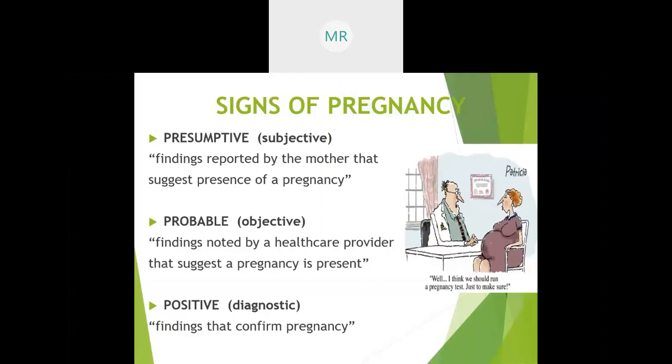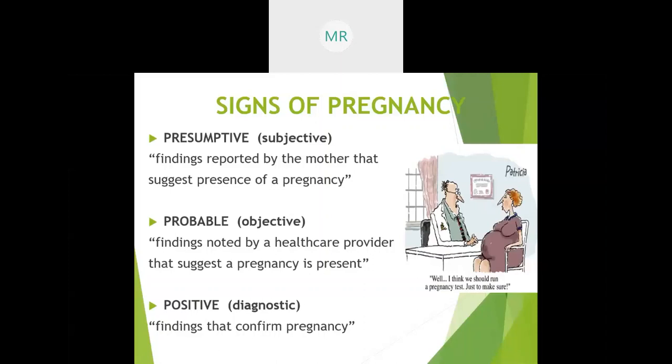or even quickening, saying, I feel the baby move. Let's say she's a late prenatal start and she's already more than 16 weeks pregnant, and she's coming to see the healthcare provider for the first time. Then she's reporting that she's feeling the baby move already. Well, that is called quickening, and that is between 16 and 20 weeks. So this is all presumptive. This is all subjective. This is all findings by the mom that suggest the presence of a pregnancy.